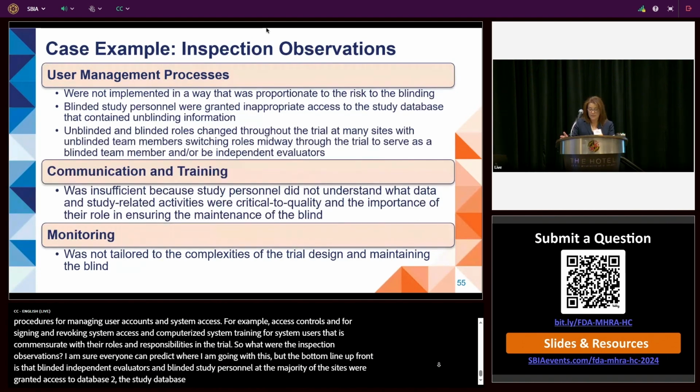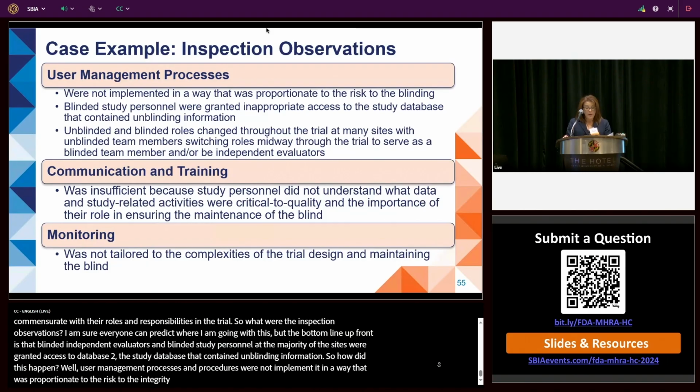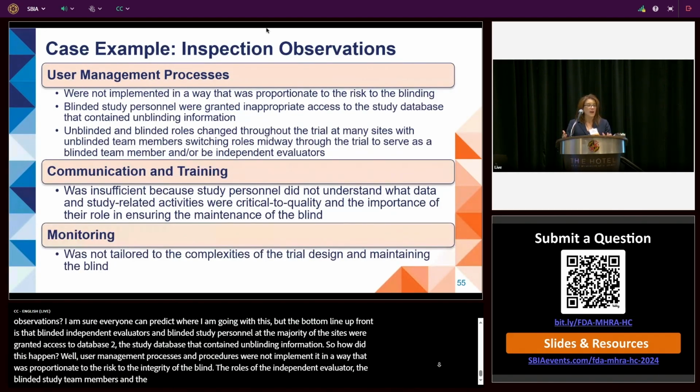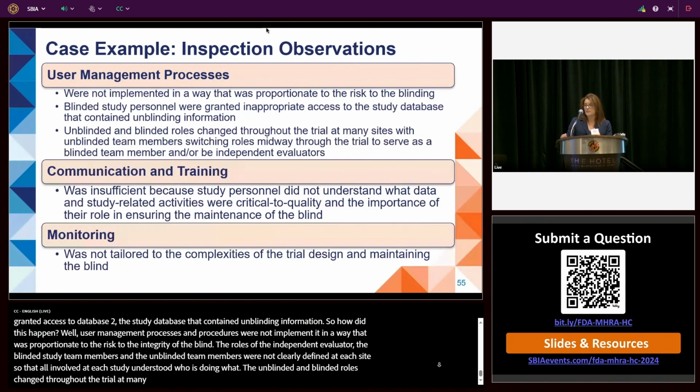Well, user management processes and procedures were not implemented in a way that was proportionate to the risk to the integrity of the blind. The roles of the independent evaluator, the blinded study team members, and the unblinded team members were not clearly defined at each site, so that all involved in this study understood who was doing what. The unblinded and blinded roles changed throughout the trial at many sites, with unblinded team members switching roles midway through the trial to serve as a blinded team member or to be an independent evaluator.